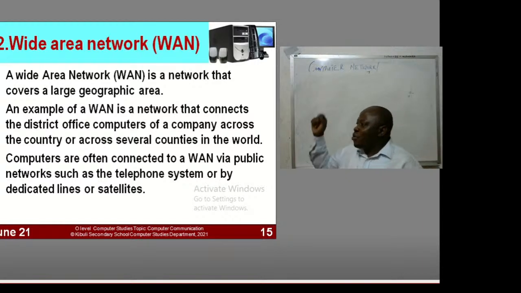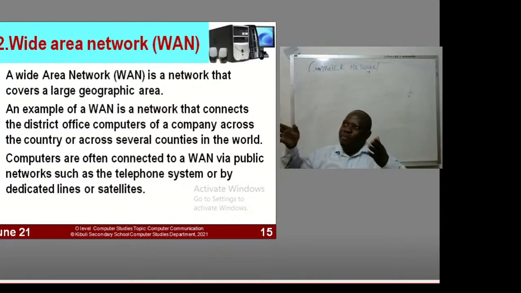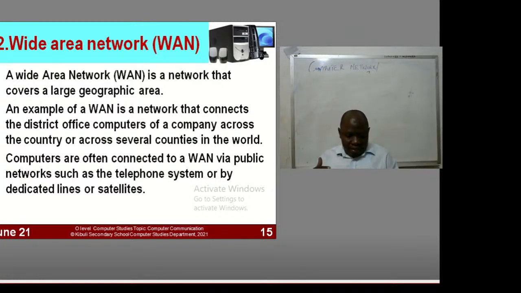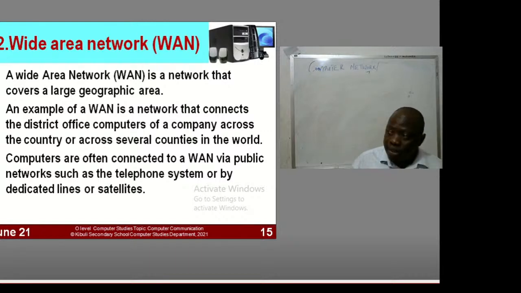So you connect to a WAN via what we call public networks. So it goes through those public networks, not private. It may be a telephone system, it may be a dedicated line, or it may be via satellite. It depends on what you are connecting to, but all that is via what we call an internet connection. So that is what we are calling a WAN.